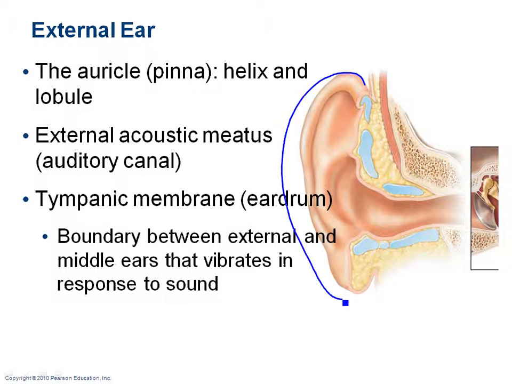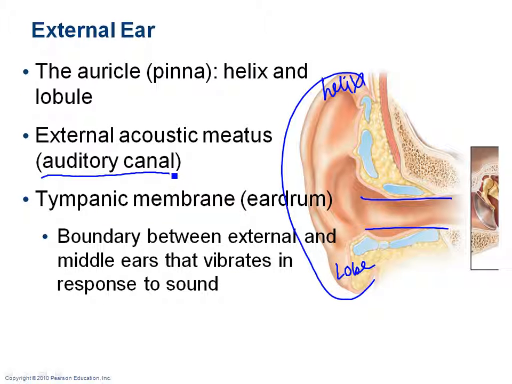Okay, so that's your auricle. Obviously, this is your lobe, and this is your helix. This is called your auditory canal. Some people will call it the external acoustic meatus. Most people say auditory canal. And then right here is your tympanic membrane. This serves as the boundary between your external and your middle ear. This is your eardrum, but we're going to call it tympanic membrane, right? This is actually going to vibrate and allow your brain to recognize that you're hearing something. And we'll talk about this pathway in just a second.